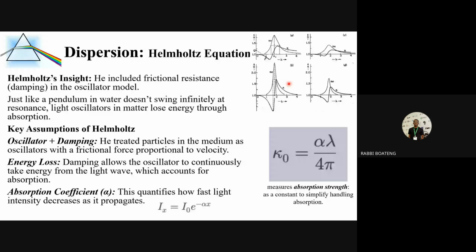And that is where the Helmholtz equation comes in to help us with that. Here, it's considering three important parameters: the damping, the oscillator, and the energy loss, and of course, the absorption coefficient. We'll be looking at this equation again in the absorption section, so I will explain it later. Is that okay?